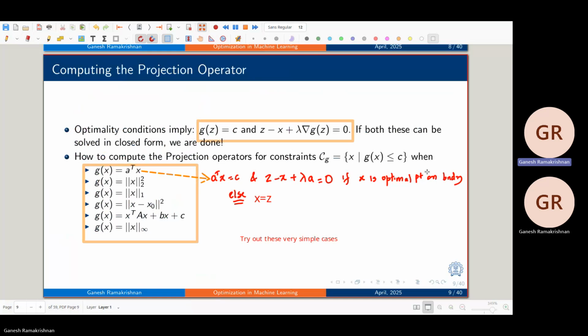Okay, so now how do you compute the projection operation in general? As I said, optimality conditions are either g(z) is equal to c and z minus x plus lambda times the gradient of g(z) equal to 0. Now this is for the special case that f is the norm of z minus x squared. So I'm just going back to projected gradient descent. The special case is what I have written on the slide.